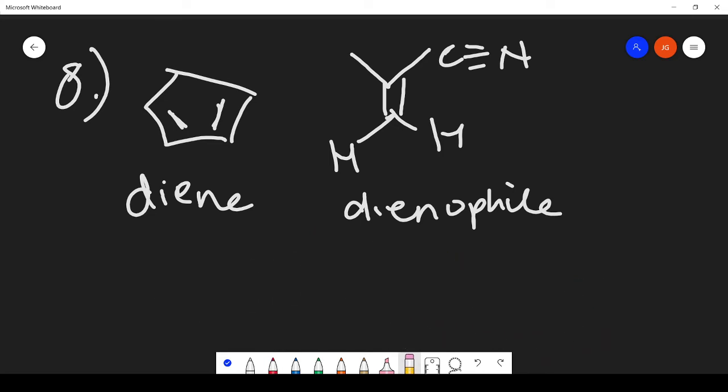Okay, so the question is, who's going to attack? Well, this cyano group here is going to be an electron withdrawing group. And so this carbon is going to be able to attack. This double bond moves in, and this double bond comes back out to attack at the other end, at the other carbon. Okay, so we're going to connect them now.